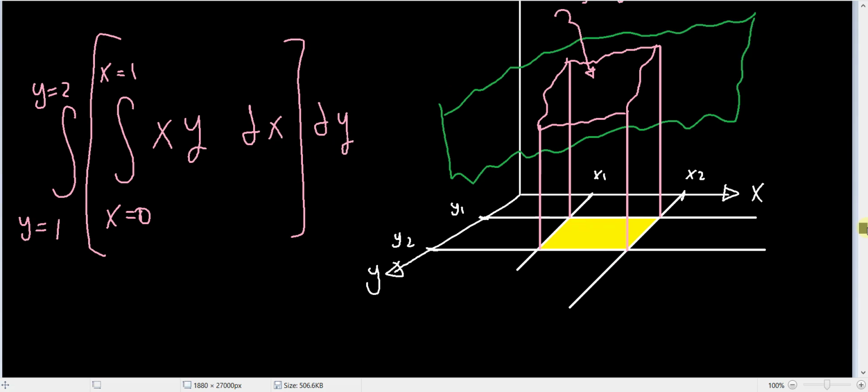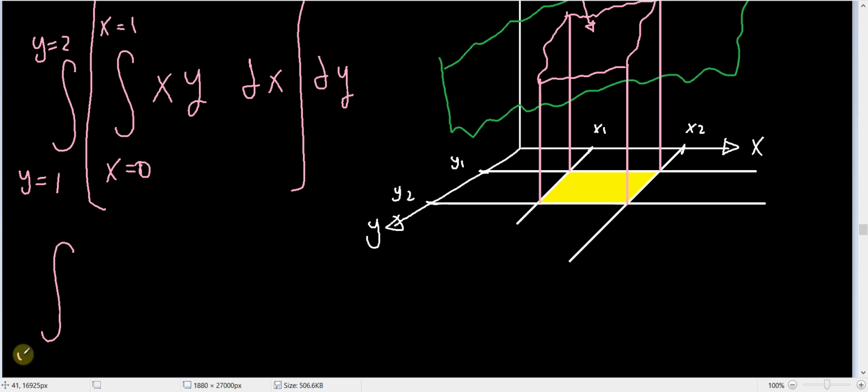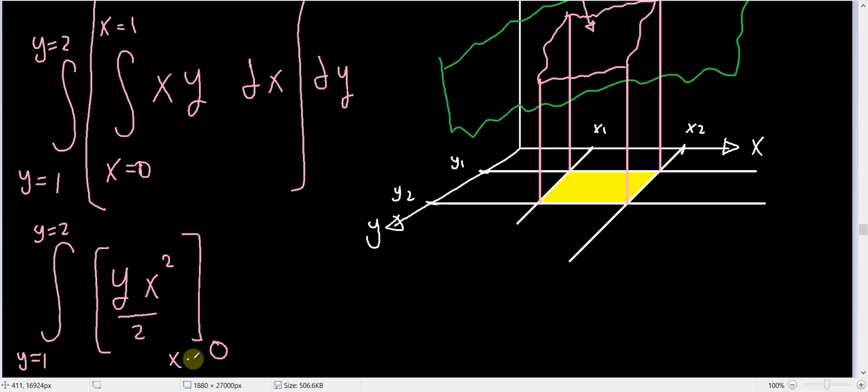So to do this integration, you will find out that this is equal to the integration from y equal to 1 up to y equal to 2. The integration of this with respect to x is equal to y x squared over 2, and we substitute from x equal to 0 up to x equal to 1, then I have dy right here. Now, it's easy to see that this value right here will be only a function of y because we will substitute by the value of x. So let's do the substitution.